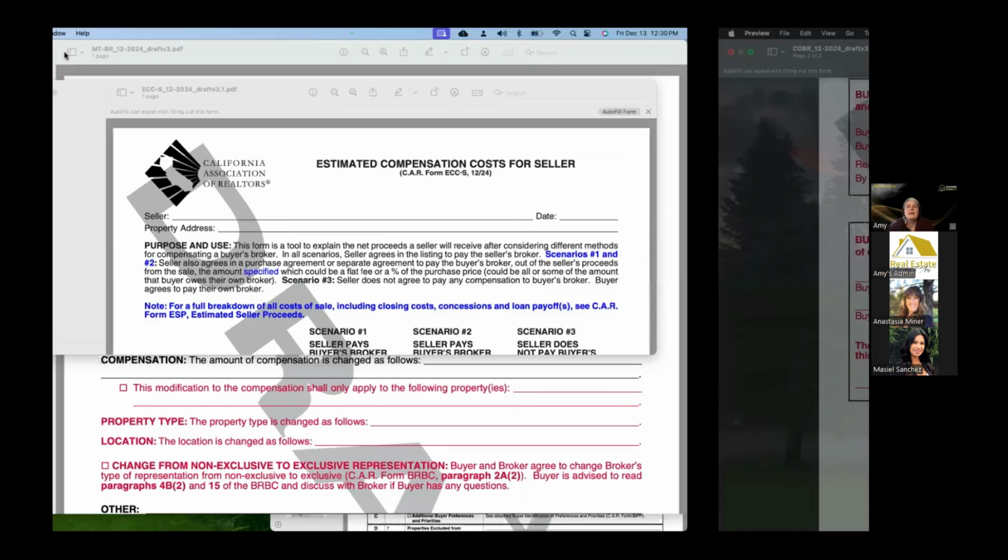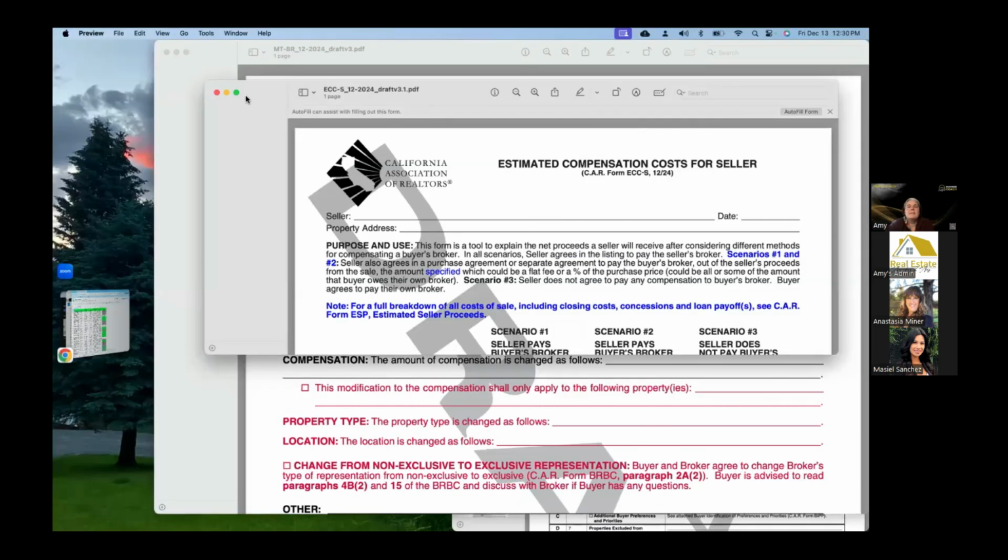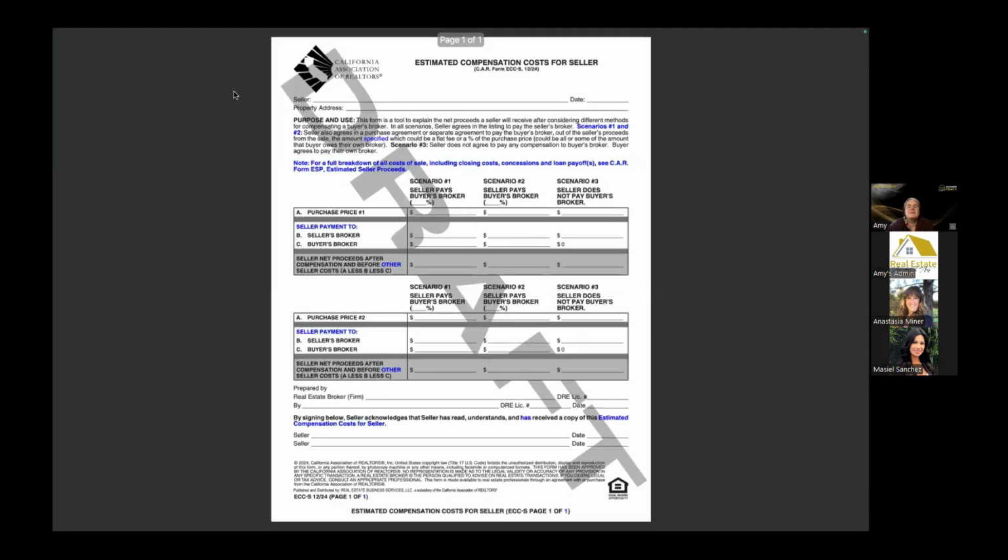All right, here is the estimated, this is a new form. Actually, I don't think it's a new form. I think it came out in December, but no, that's right. This is December. This is a new form. I've never seen it before, at least. Estimated compensation costs for sellers, scenarios 1 and 2, right?